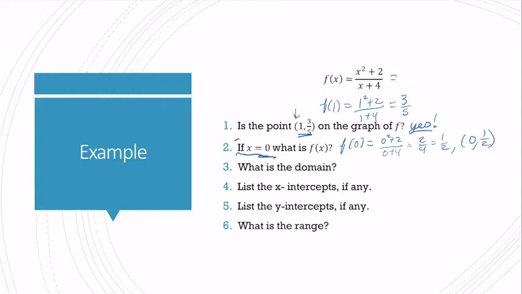Next, it's asking me what is our domain. So our domain is going to be all possible x values that this graph can take on. So if I have x plus 4 as my denominator, and I know I can't divide by 0, if I set that equal to 0, I'd see x is -4 is the only value not in my domain.